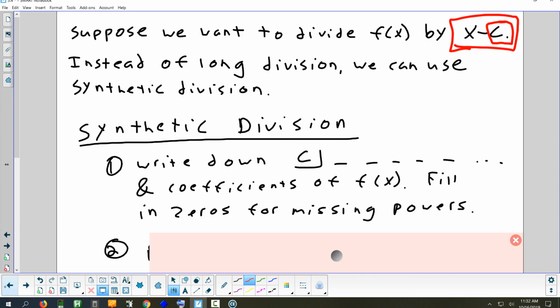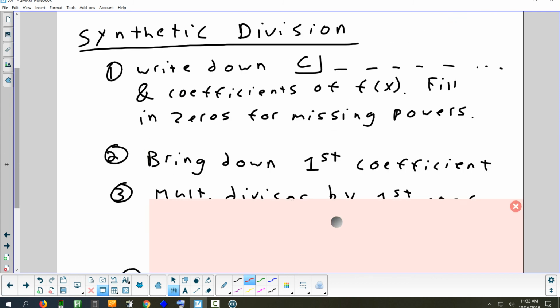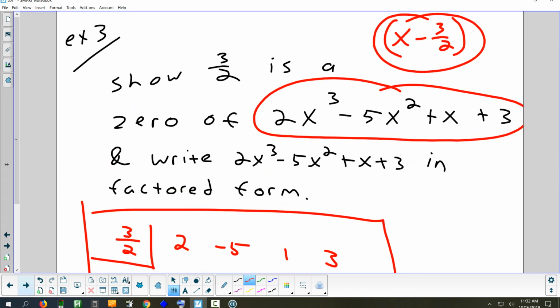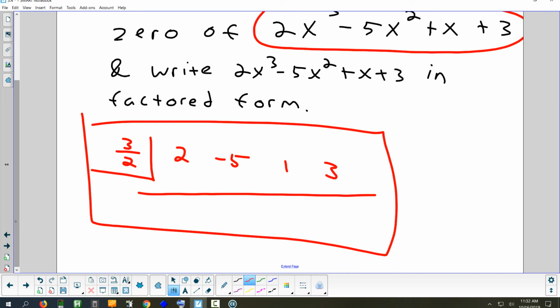Okay, so next step. Very simple. Bring down the first coefficient. So, Jacob, if I go back here, what is my first coefficient?